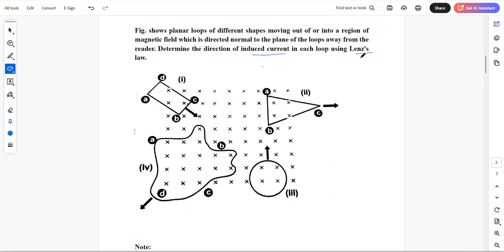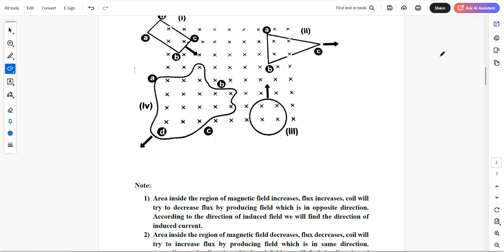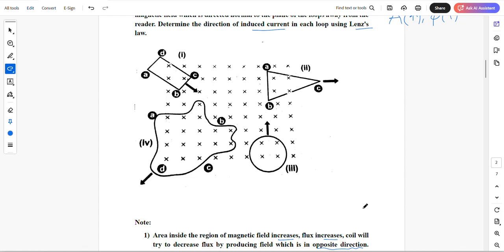Now here, area is increasing. You would have seen in the previous videos, if area increases, the flux also increases. Here I have tried to explain: area inside the region of magnetic field increases, flux increases, but the coil will try to decrease the flux by producing a field which is in the opposite direction.